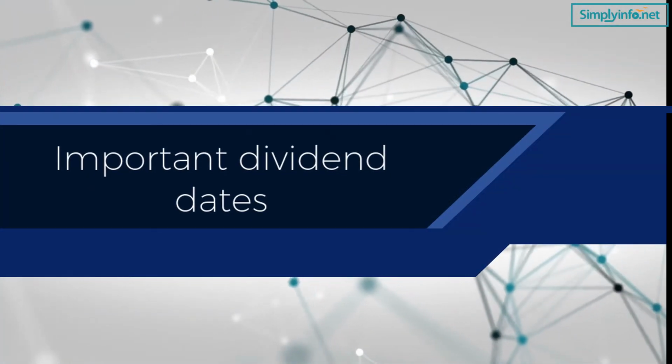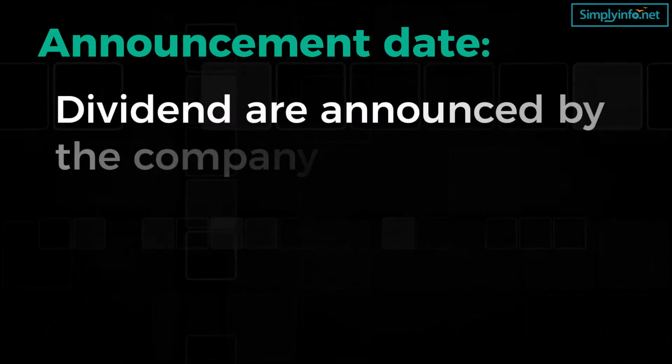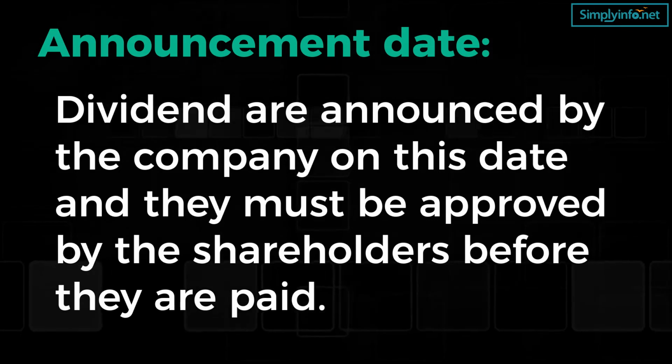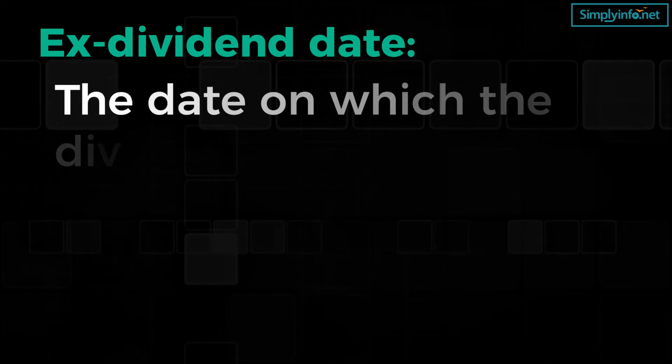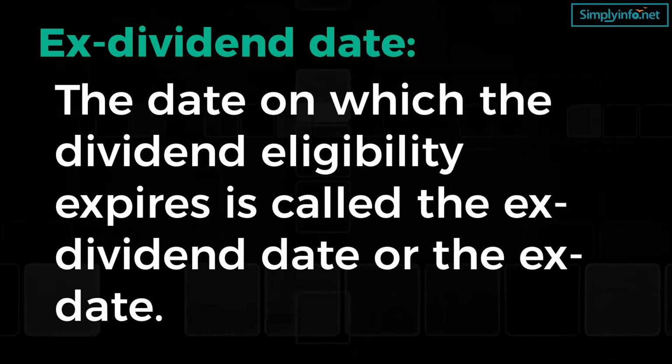Important dividend dates. Dividend payments follow a chronological order of events, and the associated dates are important to determine whether the shareholder is qualified for receiving the dividend payment or not. Announcement date. Dividends are announced by the company on this date and they must be approved by the shareholders before they are paid. Ex-dividend date. The date on which the dividend eligibility expires is called the ex-dividend date or the ex-date.